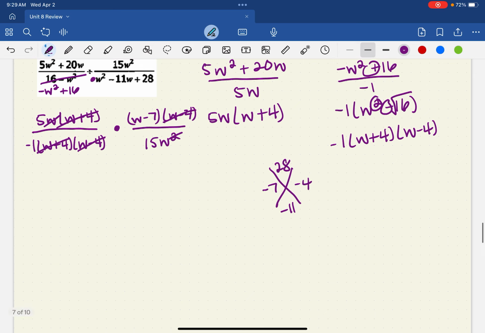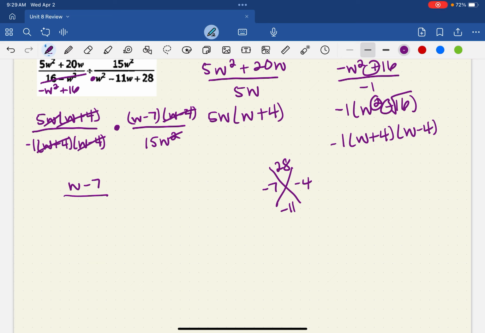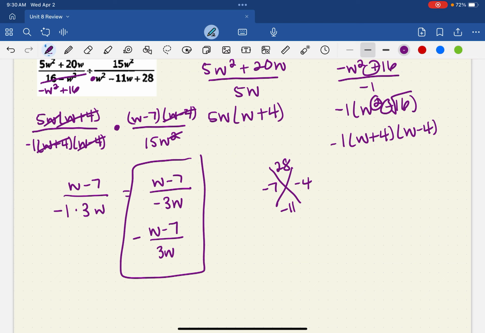So on top, I just have w minus 7. On bottom, I've got negative 1 times 3w. So w minus 7 over negative 3w, or you could have negative w minus 7 over 3w. These are both the same thing. And in case you're not sure how I got the 3, it is 5 over 15. That is equal to 1/3.